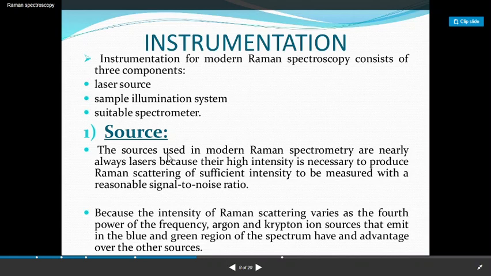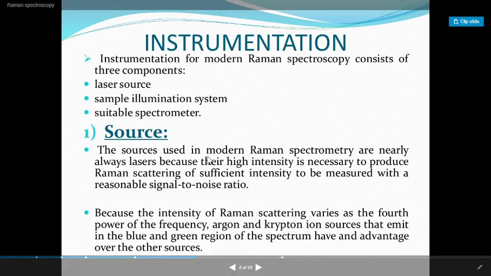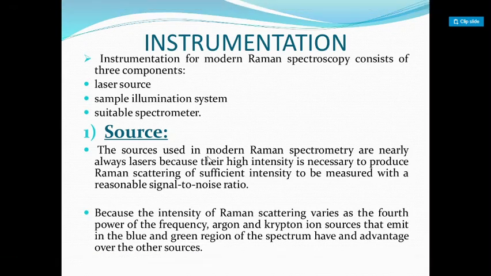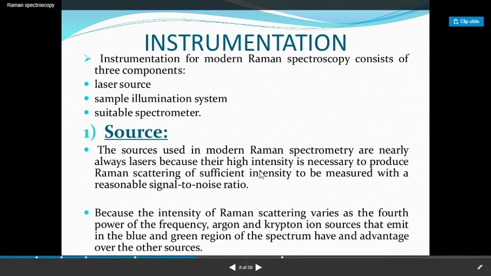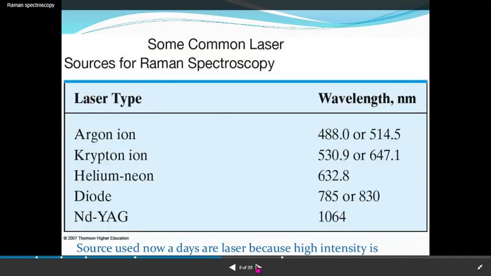The sources used in modern Raman spectrometry are nearly always lasers because their high intensity is necessary to produce Raman scattering of sufficient intensity to be measured with a reasonable signal to noise ratio. Because the intensity of Raman scattering varies as the fourth power of the frequency, argon and krypton ion sources that emit in the blue and green region of the spectrum have an advantage over the other sources.